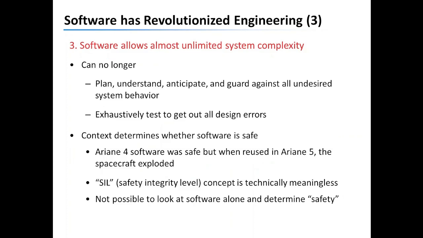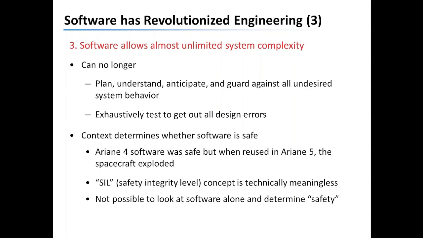The third impact and the problem that's occurring is that software allows almost unlimited system complexity. We can no longer plan, understand, anticipate, guard against all undesired system state behavior. When we were building relatively simple electromechanical systems, we could get most of the system design errors out before we used the thing. And we could exhaustively test to get those out, or we could just think through the problem pretty carefully. And what that meant was that we were able to worry only at runtime about failures of components, because we knew components would break and fail randomly. That happens in hardware. So we didn't have to worry about anything else. That's no longer true. Now we have these design errors that are getting through to operations.